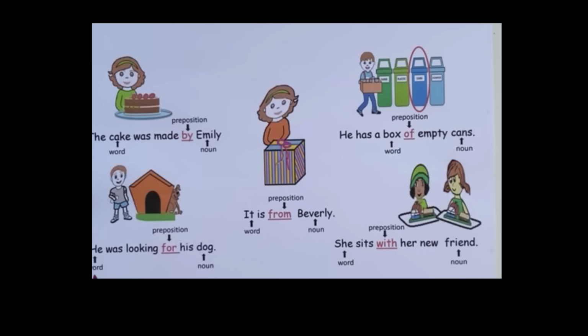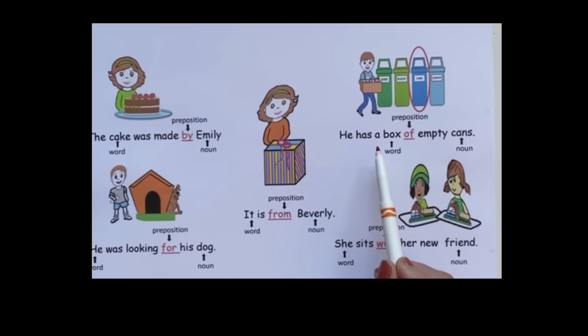Let's go down to this sentence. He was looking for his dog. For is the preposition that comes before the noun dog that links dog to the word he. It is from Beverly. From is the preposition that comes before the noun Beverly and links Beverly to the word it.